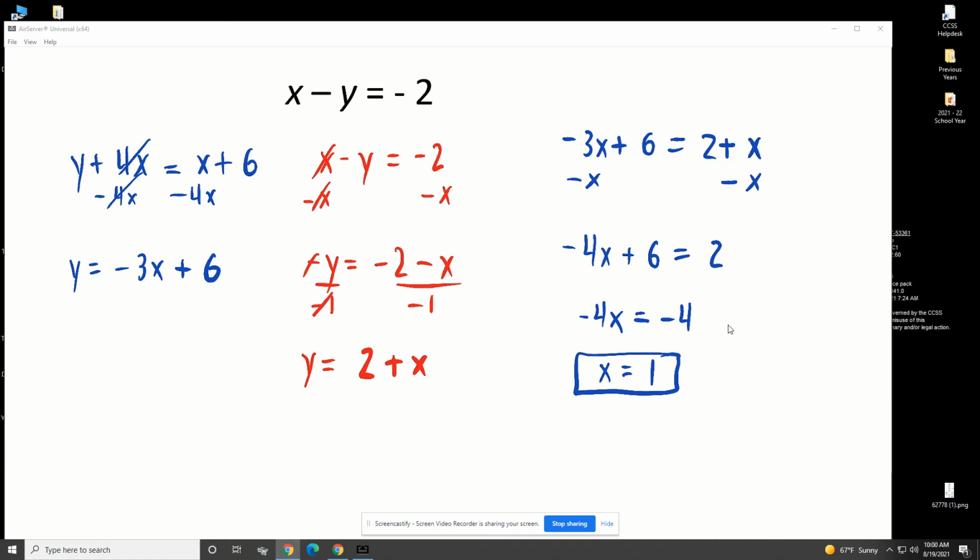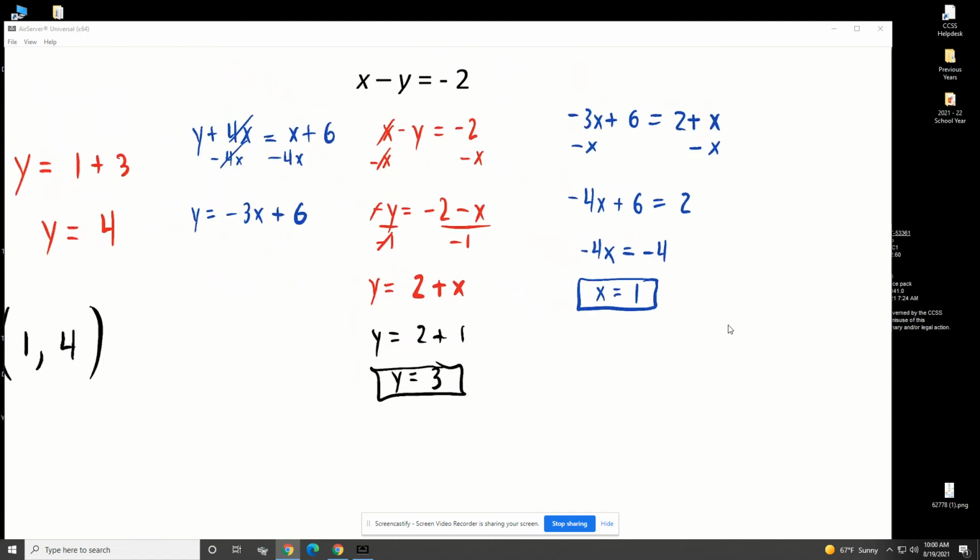Which one do y'all like better? The blue one or the red one? Yeah, that red one right there. Just the 2 plus x. That's the best simplified one, isn't it? So I'm just going to go, okay, y must equal 2 plus, what is x? What did we just solve x to be? 1. So 2 plus 1 equals. So therefore, my solution, because I need to put it in the correct order, my solution is 1, 3.